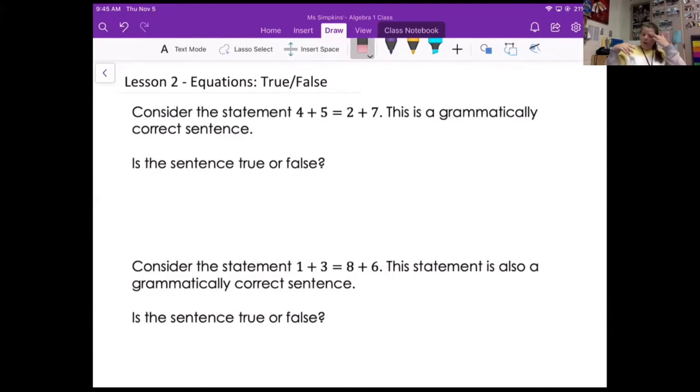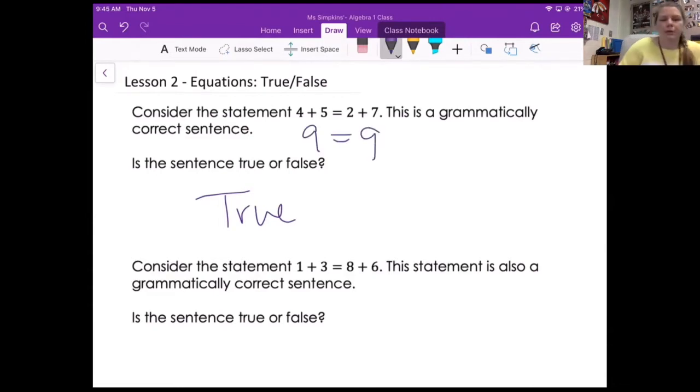So first thing, we have a statement, 4 + 5 = 2 + 7. Is that true or false? Okay, how do you know? Okay, because 4 + 5 is equal to 9 and 2 + 7 is also equal to 9. I agree.